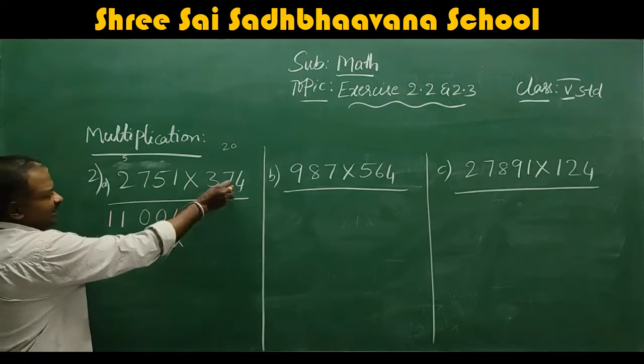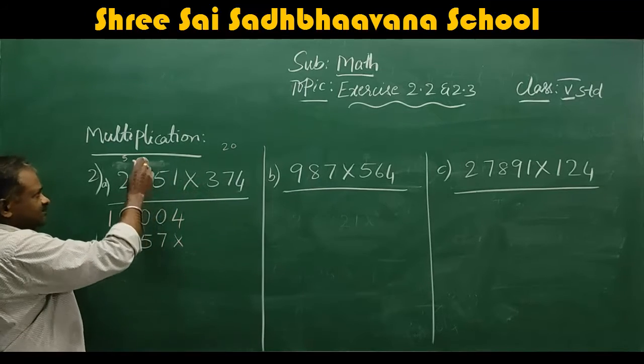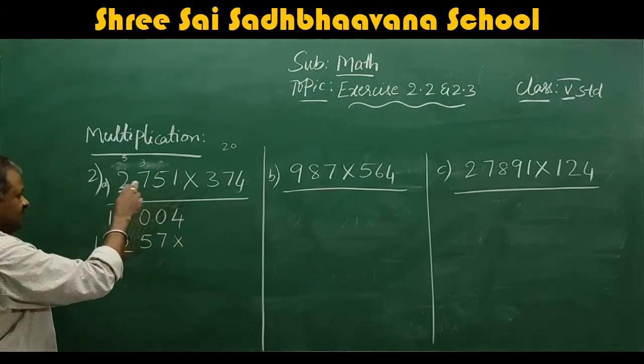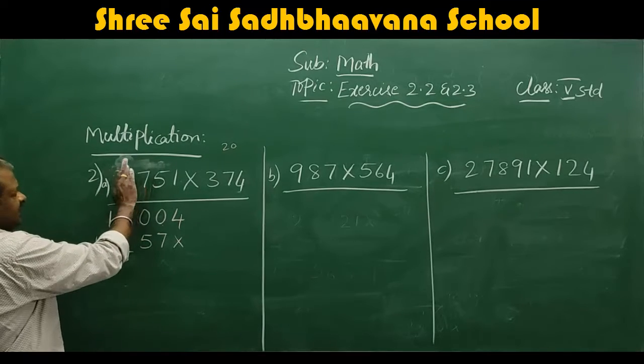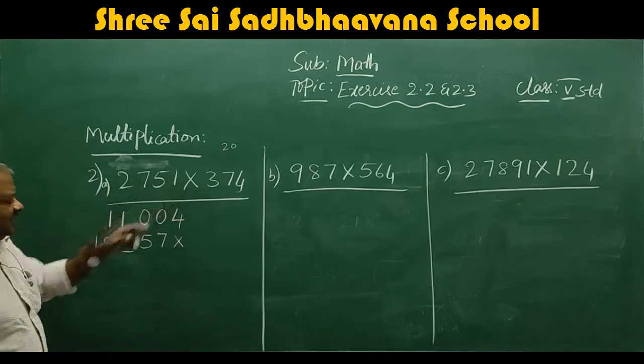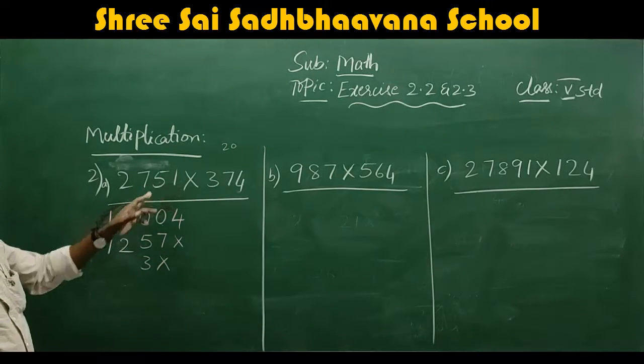Okay, once again I will multiply. 7 ones are 7, 7 fives are 35, carry 3, 7 sevens are 49 plus 3, 52, carry 5, 7 twos are 14 plus 5, 19. Now I will rub the carries once again. Now we will multiply from 3. 3 ones are 3.